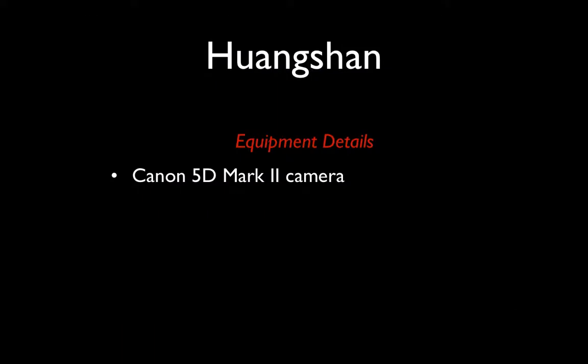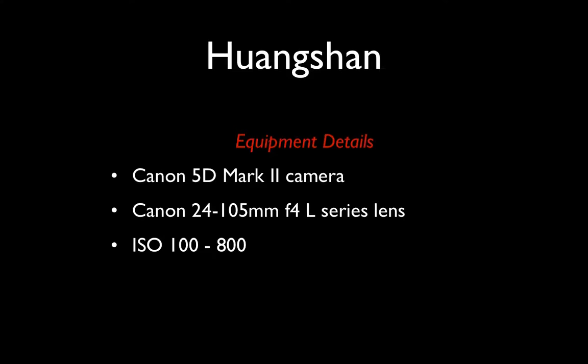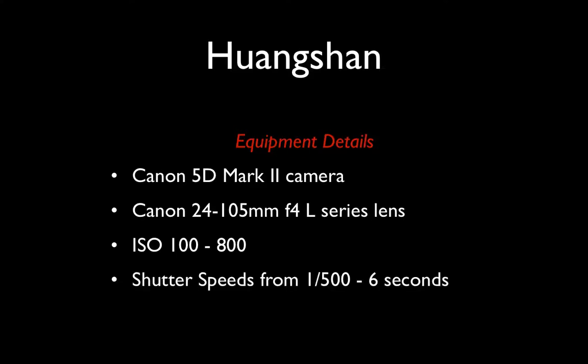But most of the images on the mountain were made with the Canon 5D Mark II and a Canon 24-105 f4L series lens. For those that like the techie details, the images were exposed at ISOs between 100 and 800, but most of the images were made at 100, and the shutter speeds varied from 1/500th of a second. There's one frame in this presentation made at that shutter speed, way down to 6 seconds. So clearly a tripod was employed for the long exposure, and my average shutter speed seemed to be about a 40th of a second handheld.